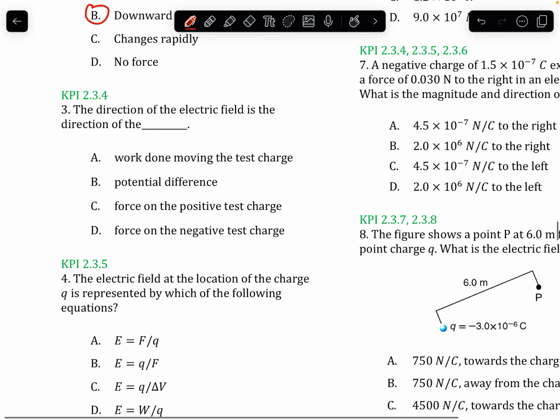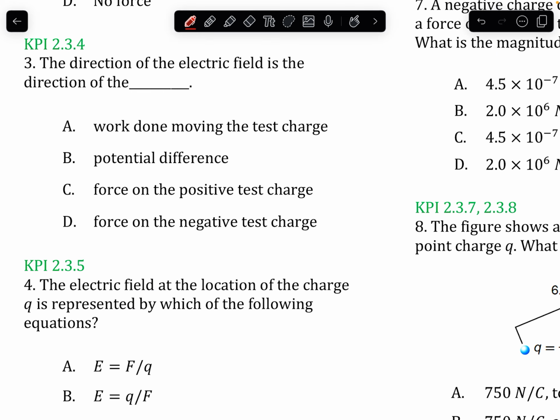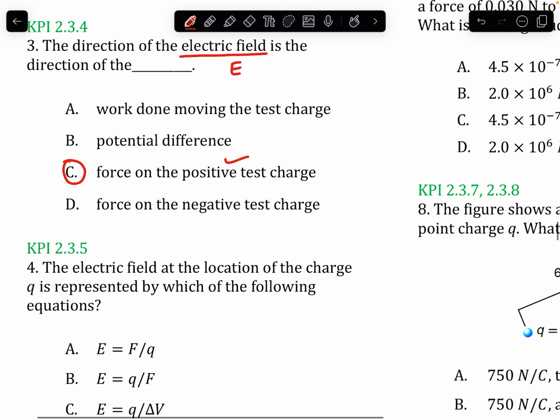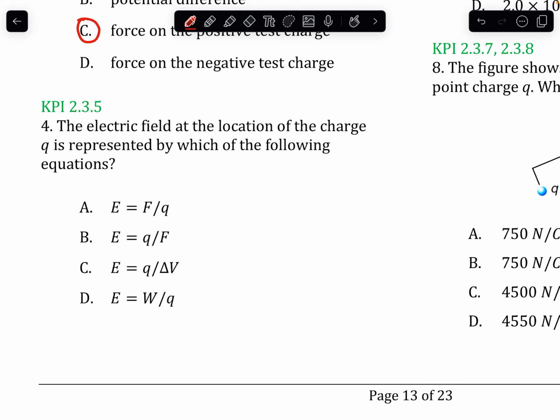Question 3, the direction of the electric field is the direction of the force on a positive test charge. So the electric field at the location of the charge Q is represented by the following. So E equals Newton per Coulomb, option A. The unit of the electric field, as we said, is Newton per Coulomb because E equals F over Q.